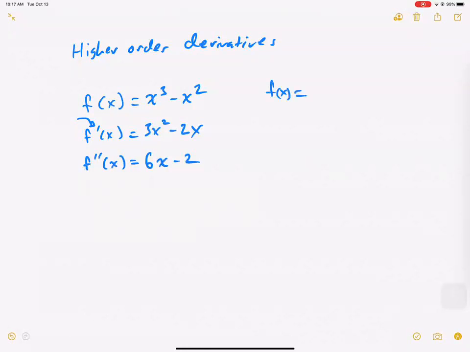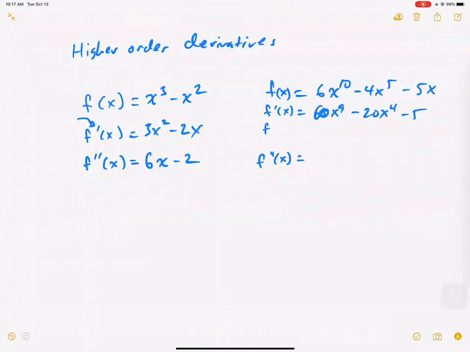If f of x is equal to 6x to the 10 minus 4x to the 5th minus 5x, okay? And I can ask you to take the fourth derivative. So I'm going to denote it with the number 4. So walk your way down. Start taking derivatives. F prime is 60x to the 9 minus 20x to the 4 minus 5.